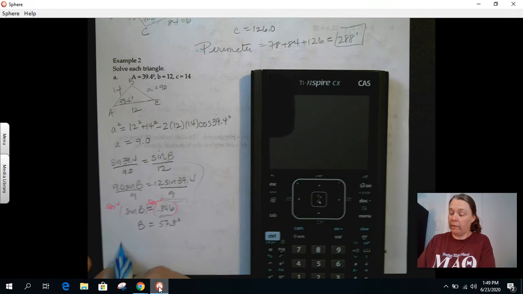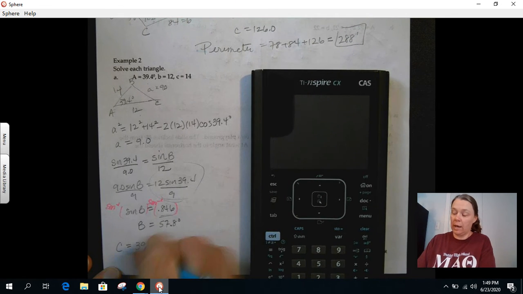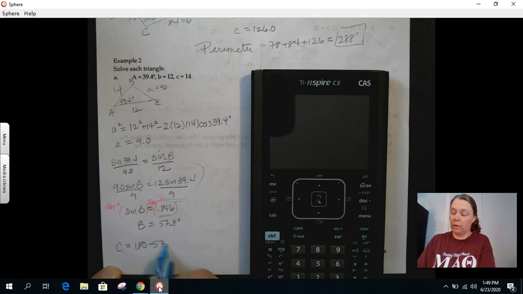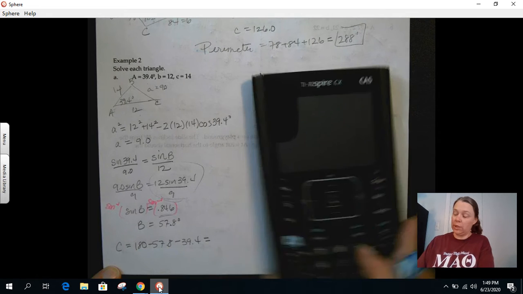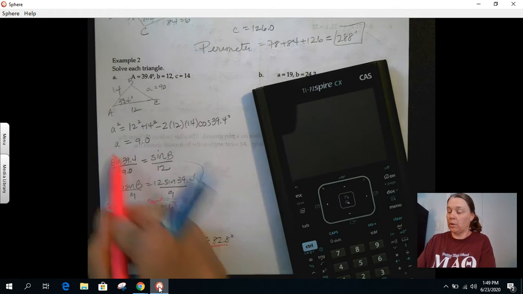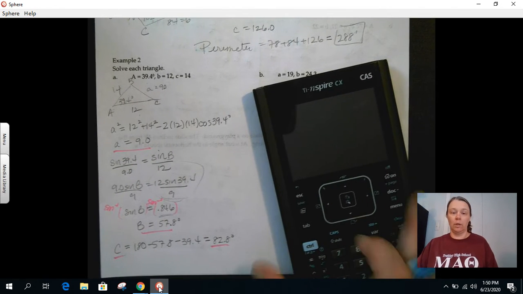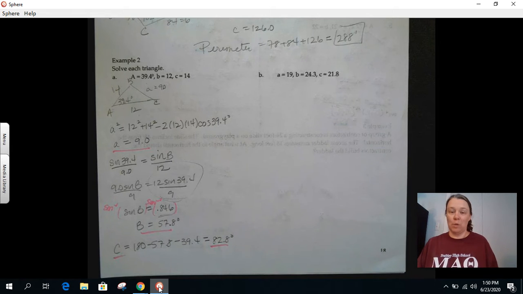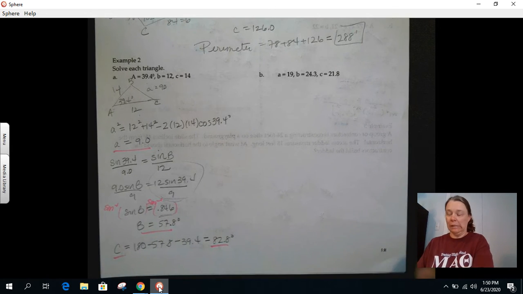And then all that I have left is to find C. Because I have A and B, I could just take those away from 180. And that would give me my angle C, which is 82.8 degrees. Okay, so here's my C, here's my B, and up here's side A. Okay, so these kind of seem long, but it shouldn't be too bad.